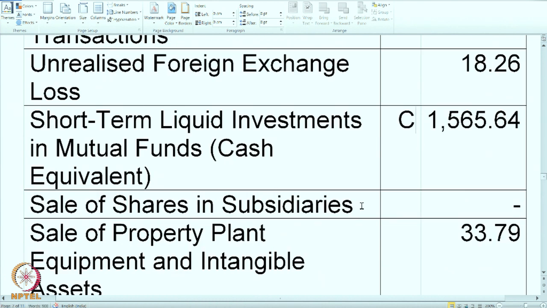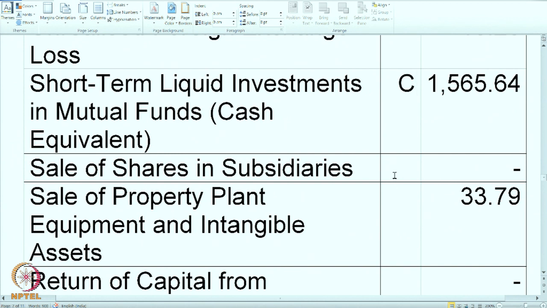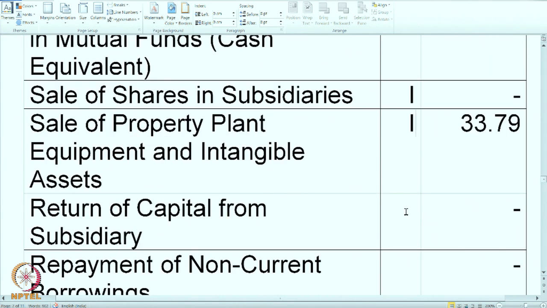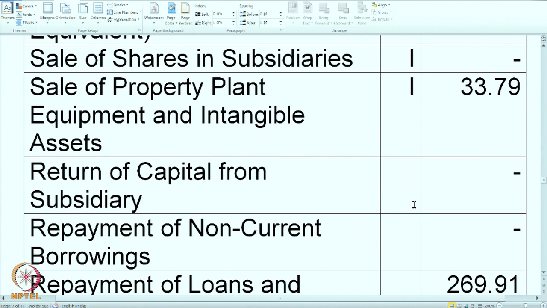Sale of shares in subsidiaries, for this year it is dash, but where will it go? Sale of shares, so it is an investment which has been sold, so we will write it as I. Sale of property, plant, equipment and intangible assets, again it is I. Return of capital from subsidiary, it is I. It's dash, but in earlier years there was some figure. So what is meant by this return of capital? We have invested capital in a subsidiary. The subsidiary company might have returned the same, but it is an investment coming back.